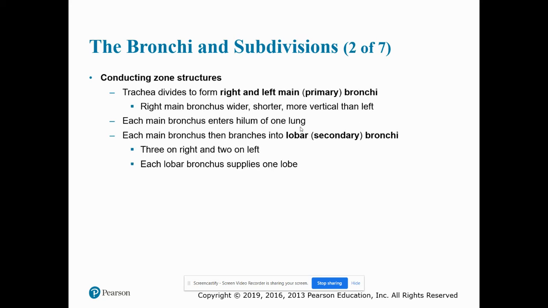Conducting zone structures. The trachea divides and forms the right and left main bronchi. The fact that the right main bronchus is wider and shorter and more vertical than the left is not something you need to know. Each main bronchus enters the hilum of one lung, and then each main bronchus branches into lobar or secondary bronchi, 3 on the right, 2 on the left. Each lobar bronchus supplies one lobe.